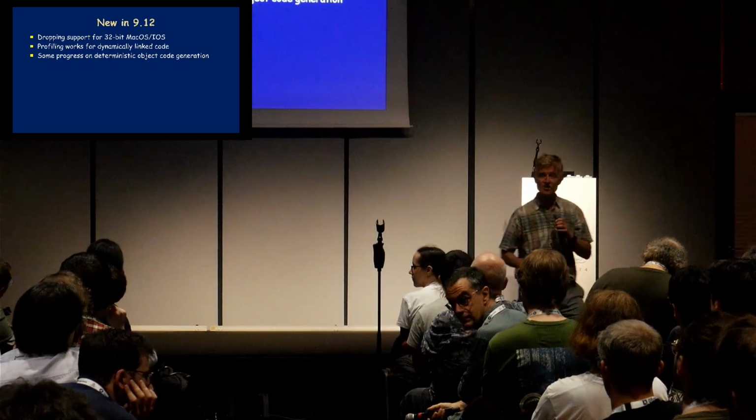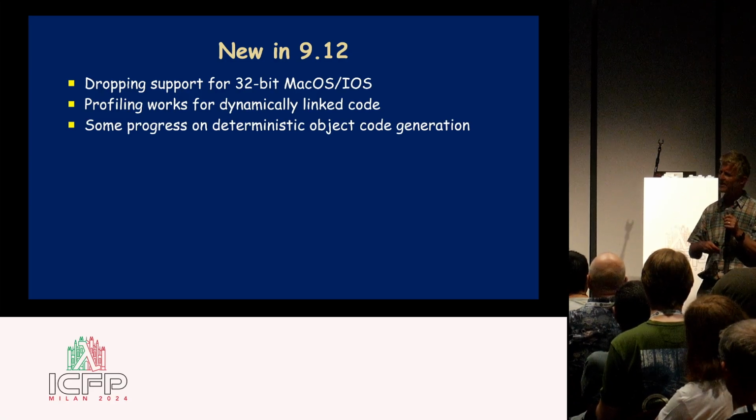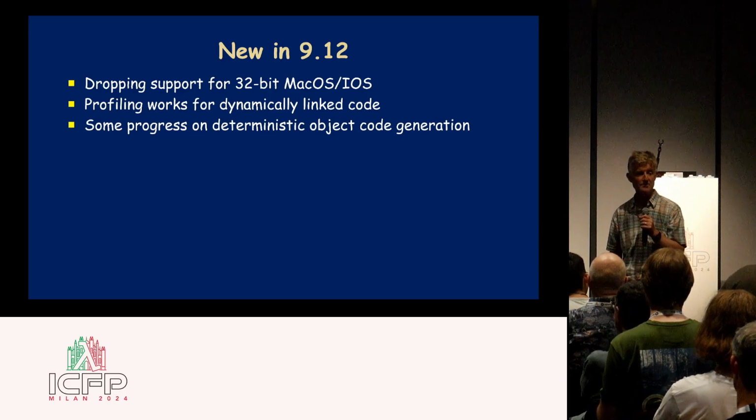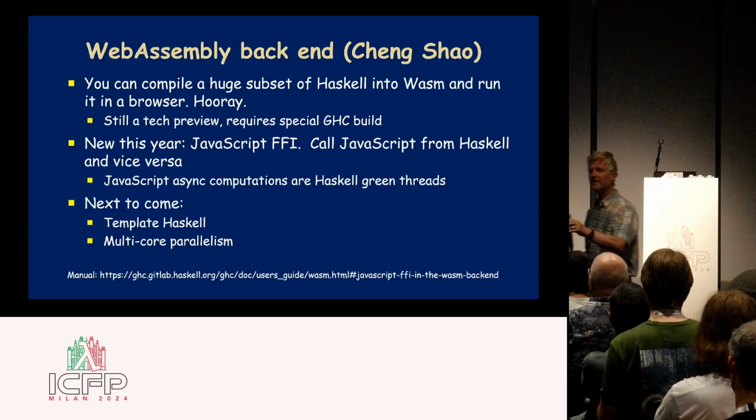Okay, and deterministic object code generation. I think some fairly big users of Haskell are very keen, particularly with sophisticated build systems, on having deterministic object code. And I think Rodrigo is working hard on this at the moment, isn't he? So, okay. Now, Cheng, where's Cheng?